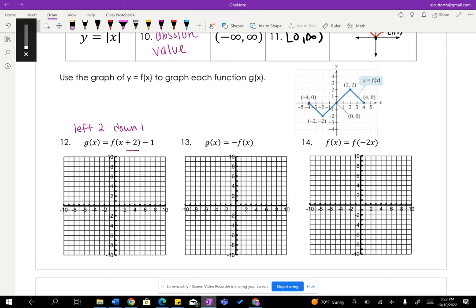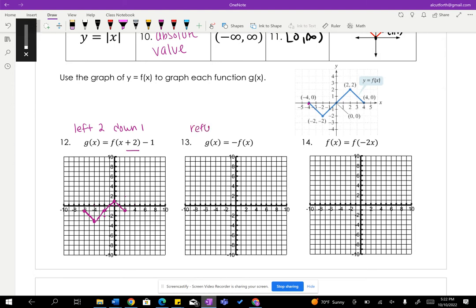So I'm going to start at (-4, 0) and move it left 2 and down 1. Then I'm going to start at (-2, 2), move it left 2 and down 1. Then I'm going to start at (0, 0), move it left 2 and down 1. And then I'm going to start at (2, 2), move it left 2 and down 1. And start at (4, 0), move it left 2 and down 1. You can also subtract 2 from the x values and 1 from the y values and plot the points, but it's usually just easier to move it.